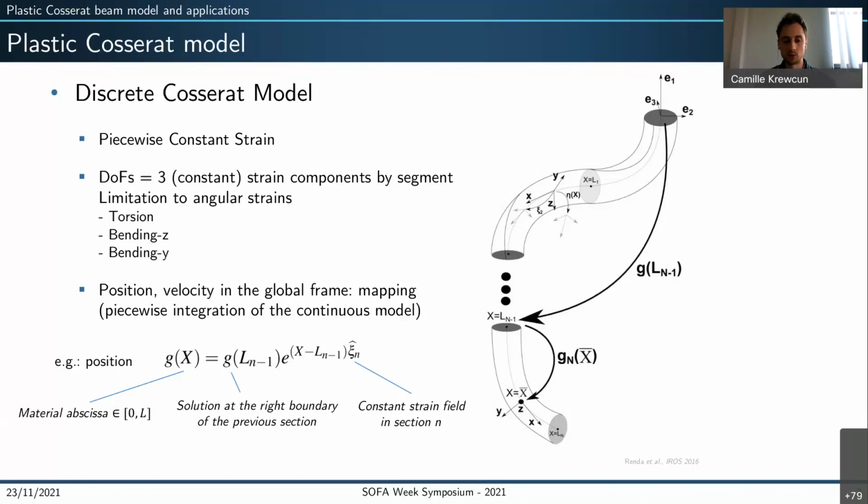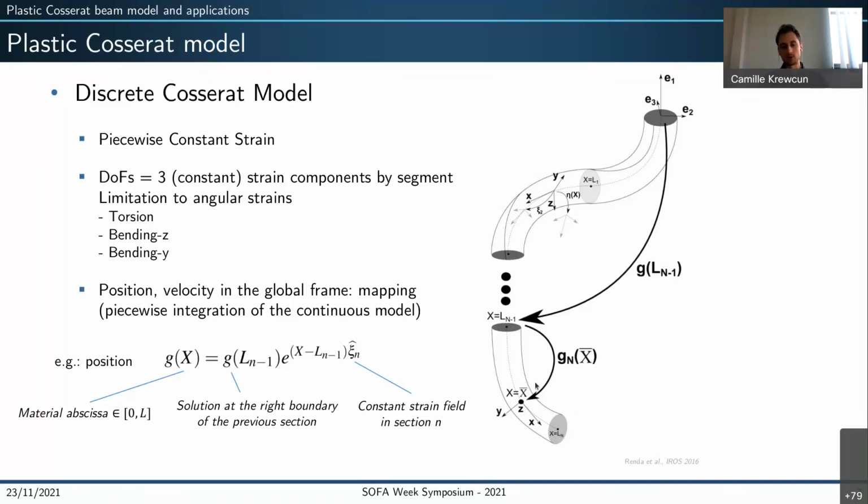It's limited to angular strain in the model I'm speaking of. That means torsion, bending in the Z direction, and bending in the Y direction. In the model, you have the ability to recursively find the position and velocities of your model, so the classic degrees of freedom, from the strain degrees of freedom we have on each element.